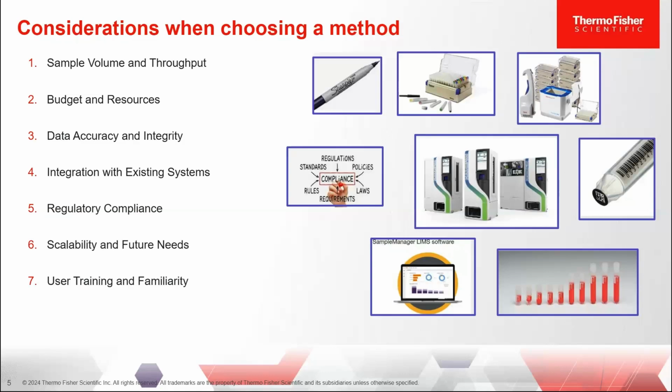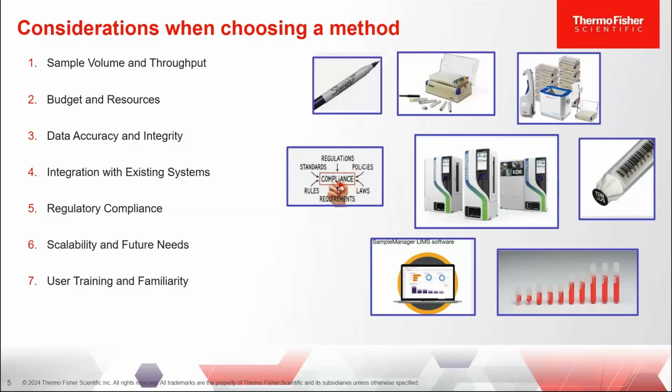And then we have scalability and future needs. You need to consider your future needs as well, right? Methods that can accommodate increasing volumes, like automated systems or LIMS, can support future growth. So if you are planning to grow, then you probably need to make a different decision. And of course, the need for frequent method changes. You might want to consider that too if you're moving to more automation-friendly methods.